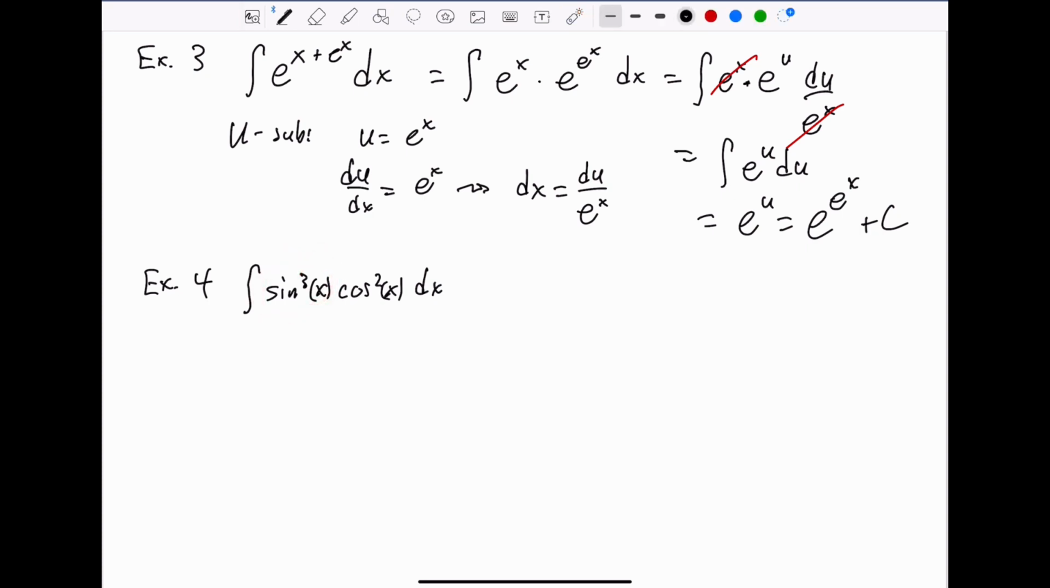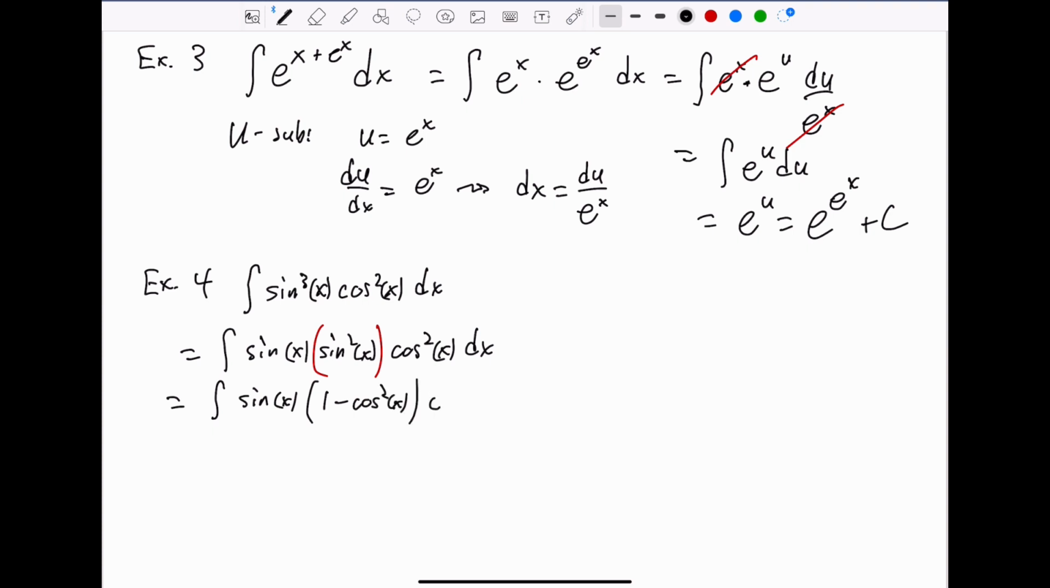We are going to take away one sine. So I have sine times sine squared times cosine squared. Then at this step, I'm going to use the Pythagorean trig identity. Sine squared of x equals 1 minus cosine squared of x. So I rewrite sine of x times 1 minus cosine squared of x times cosine squared of x. Now, this simplification seems a little arbitrary. Why do we rewrite the function like this?